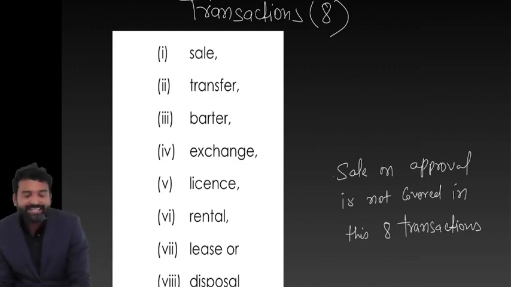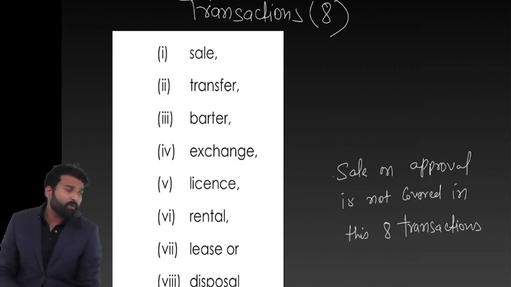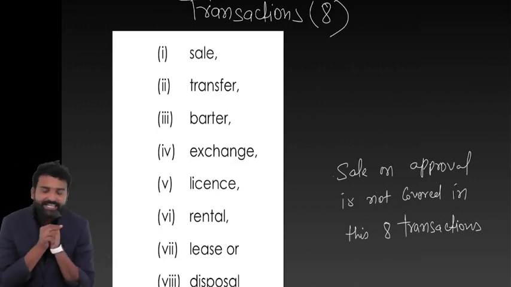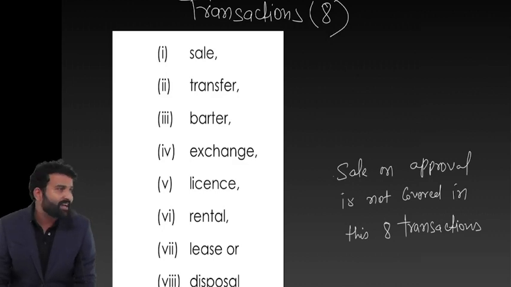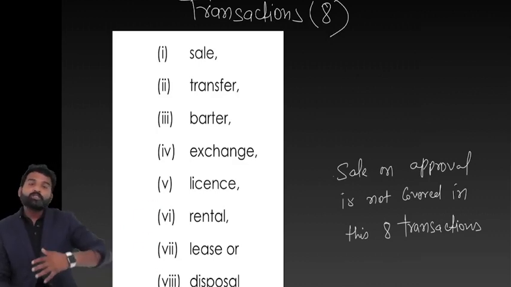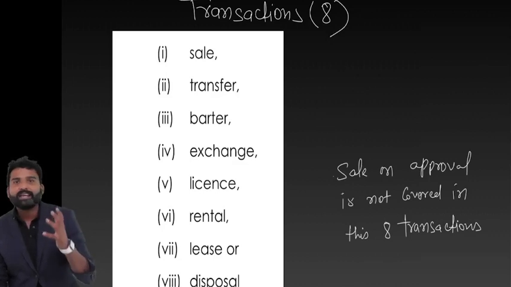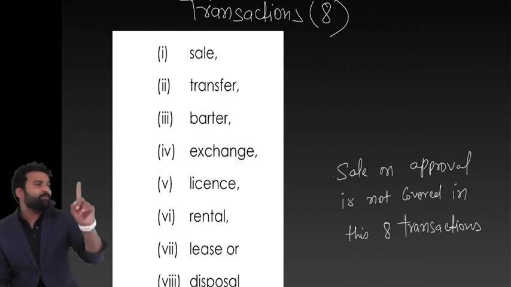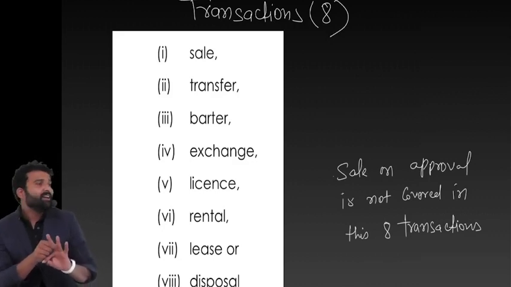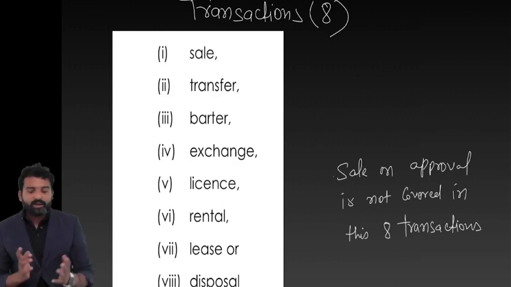Okay, so that is regarding sale on approval. There is no GST on sale on approval right now. But if I'm selling, transferring, doing any barter transaction, exchange, license, rent, lease, disposal, all these transactions are covered under GST. And of course I have to fulfill the remaining 4 conditions as well. If I am also fulfilling all the other 4 conditions, then on this transaction GST will be levied. This is the first case. What should be the transaction? Sale, barter, exchange, license, rental, disposal, lease, or transfer. These are the 8 transactions.